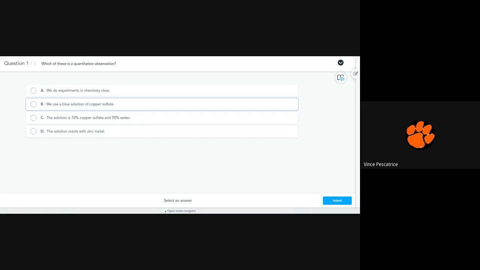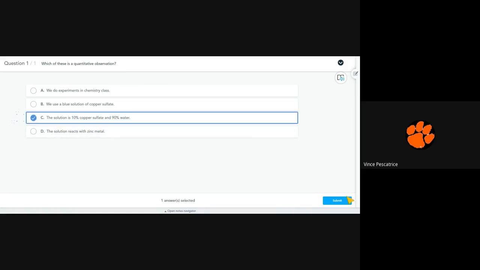All right, we use a blue copper sulfate solution. Right, blue, that is an observation. That's good, but that's qualitative because they're talking about a quality of the solution. The solution is blue. All right, the solution is 10% copper sulfate and 90% water. That's it. You're talking about the 10%. That's a number. We have 2 numbers in here, so C is the correct answer.